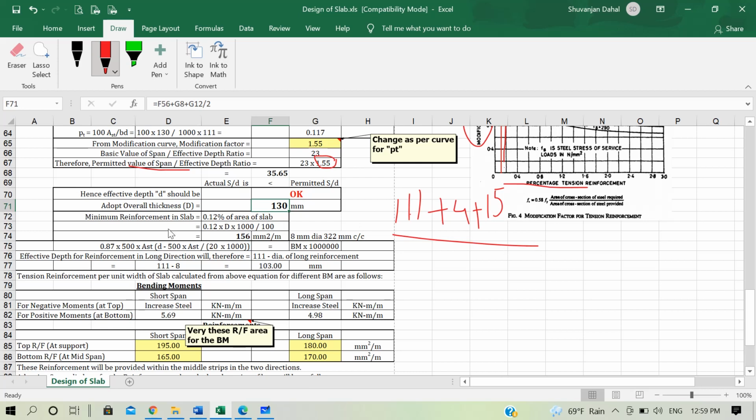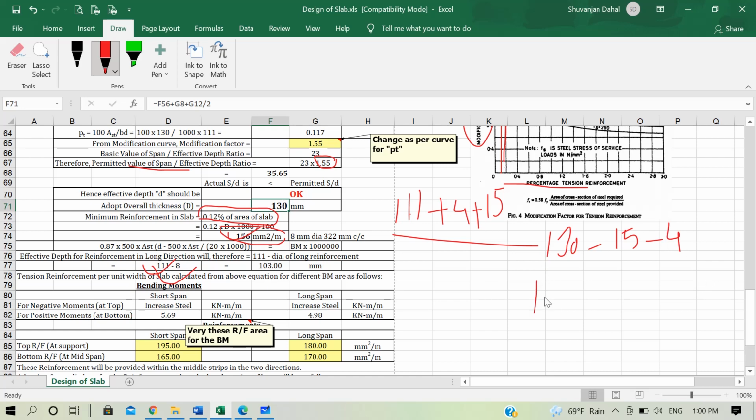So the minimum reinforcement in our slab should be 0.12 percent of the area of slab for high strength deformed bars. So we get this to be 156 mm square per meter. This would be the minimum reinforcement in our slab. So now we have found the effective depth in the shorter direction, and I already talked in the beginning part of this lecture about how to calculate the effective depth in the longer direction. For the shorter direction, it will be 130 minus 15 minus 8 by 2, that is 4. You get this to be 111 mm.